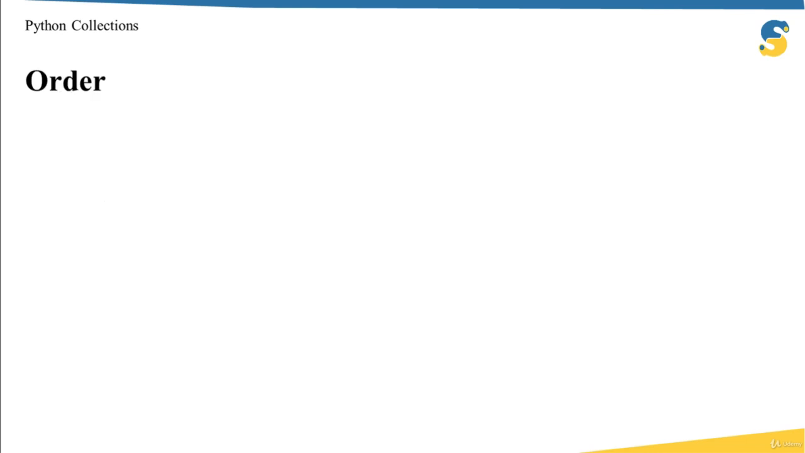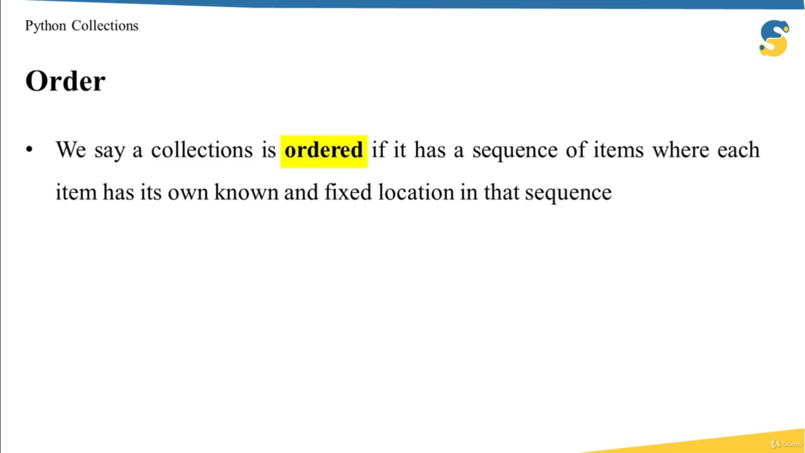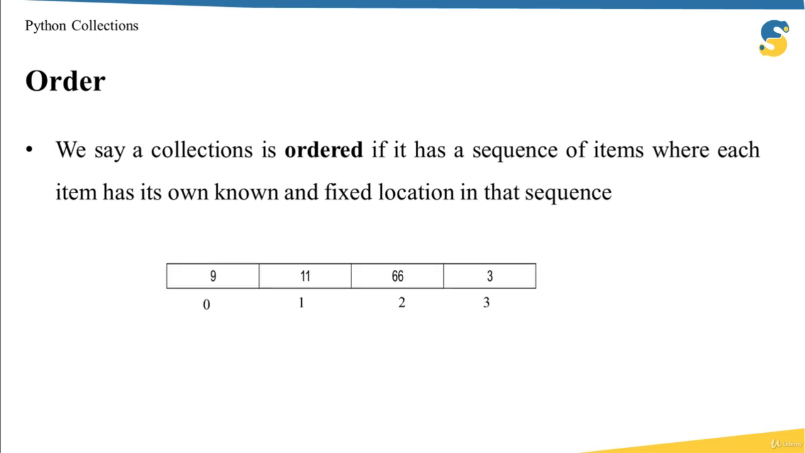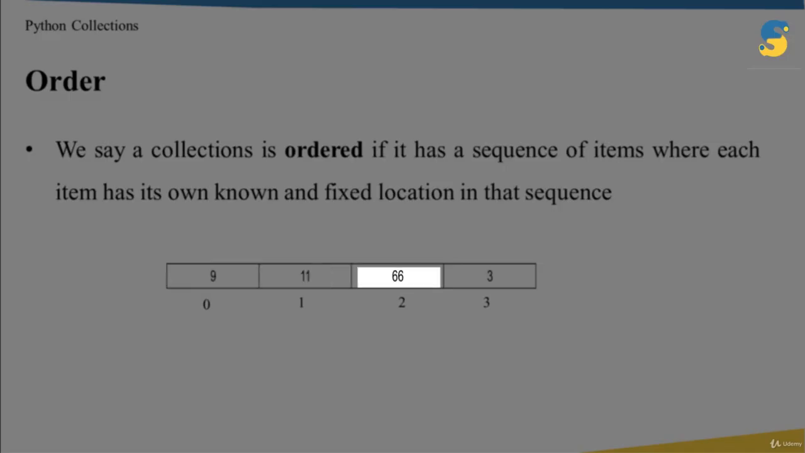Let's start by talking about order, which is the first attribute. We say a collection is ordered if it has a sequence of items where each item has its own known and fixed location in that sequence. To understand the idea better, let's see an example. Assume I have the following collection. As you see, I have 9, 11, 66, and 3.